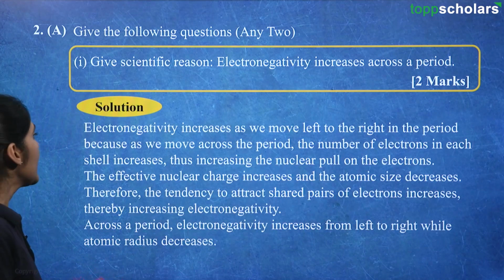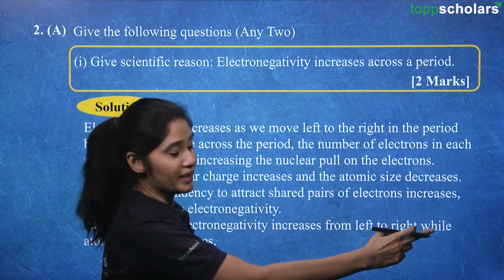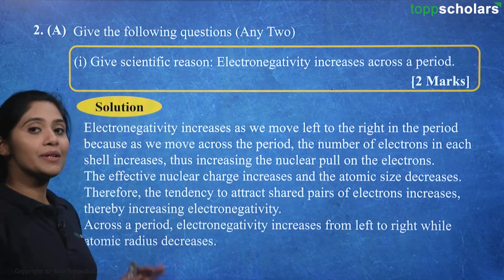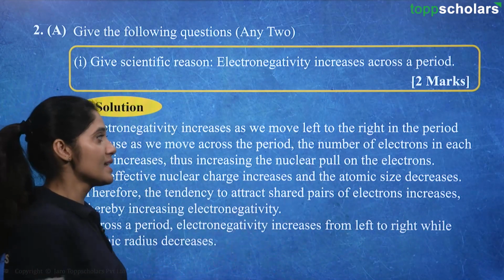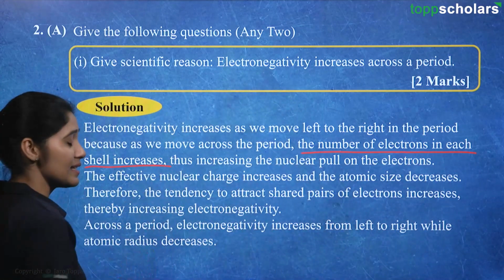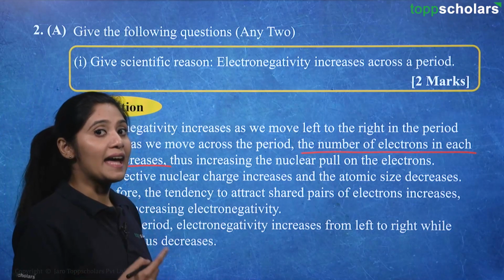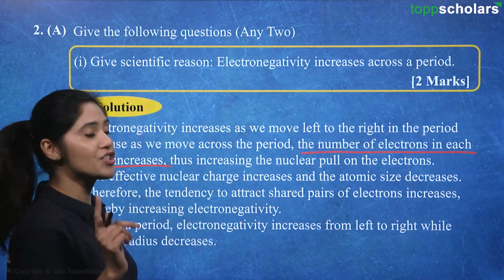Let's see. Electronegativity increases as we move left to right in the period, because as we move across the period, what happens? The number of electrons in each shell increases, right? And these electrons carry what? They carry negative charge, right?